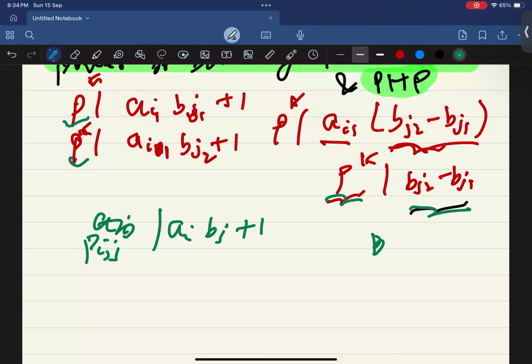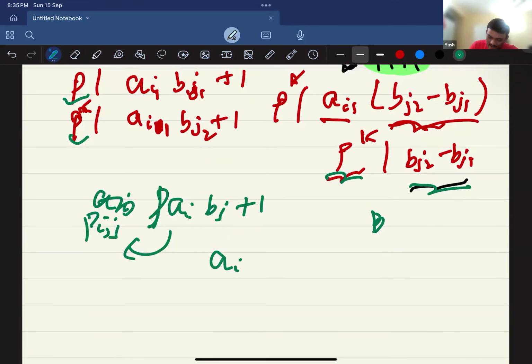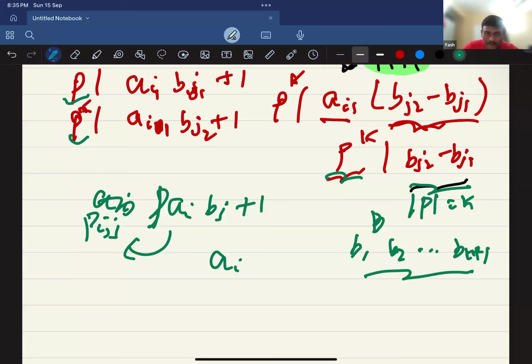So I'm assigning this prime such that this prime has the largest v_p, not the largest prime power. It has the largest v_p, so it can be a smaller prime, but it has the largest v_p. Does everyone see that? Okay. Now if I fix i and consider p_1, p_2 till p_k, say the cardinality of the set of primes is k, and B_{k+1}. So what does PHP give me?